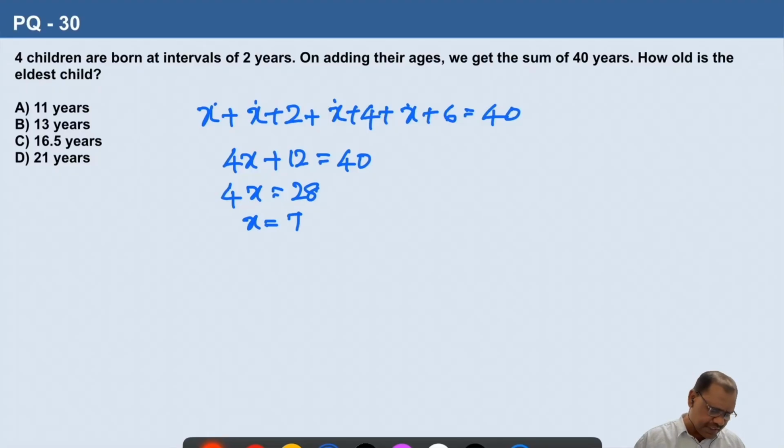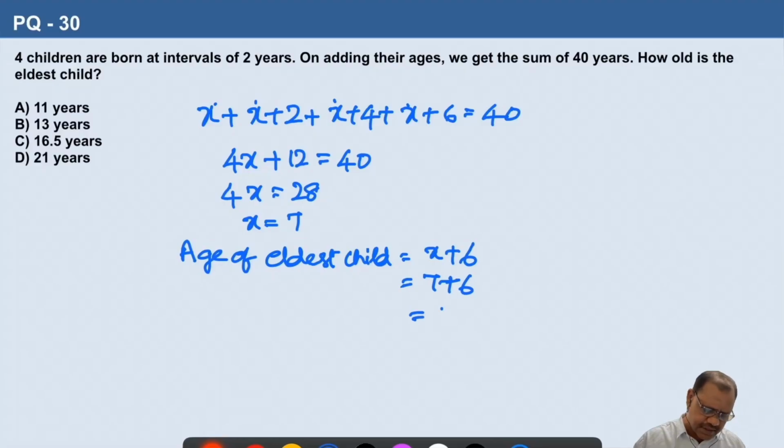So how old is the eldest child? So age of eldest child is x plus 6, that is 7 plus 6, which is 13 years. 13 years is the correct answer. Option B is the correct answer.